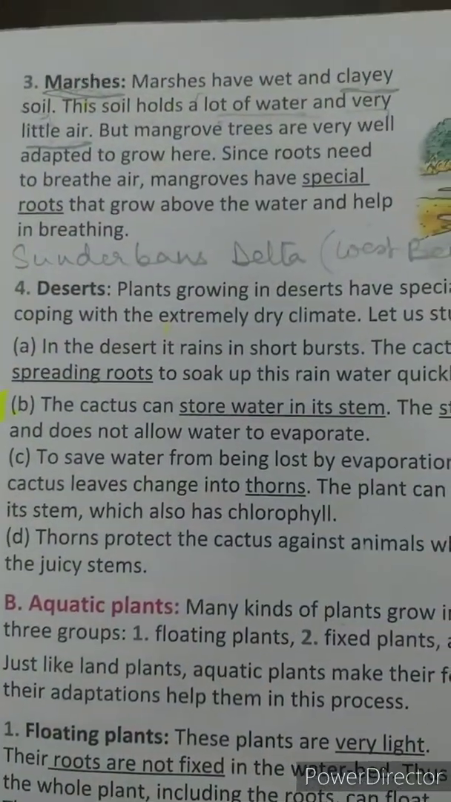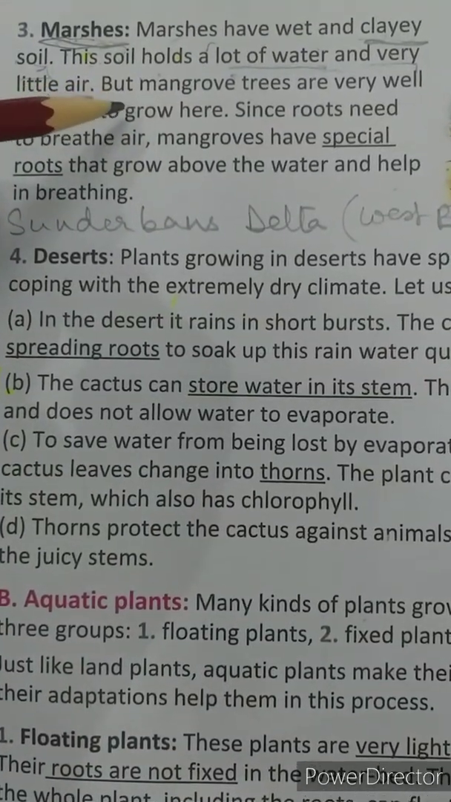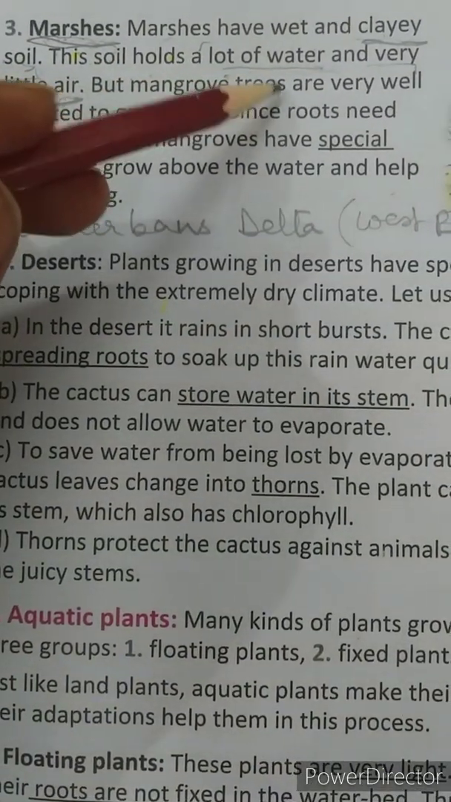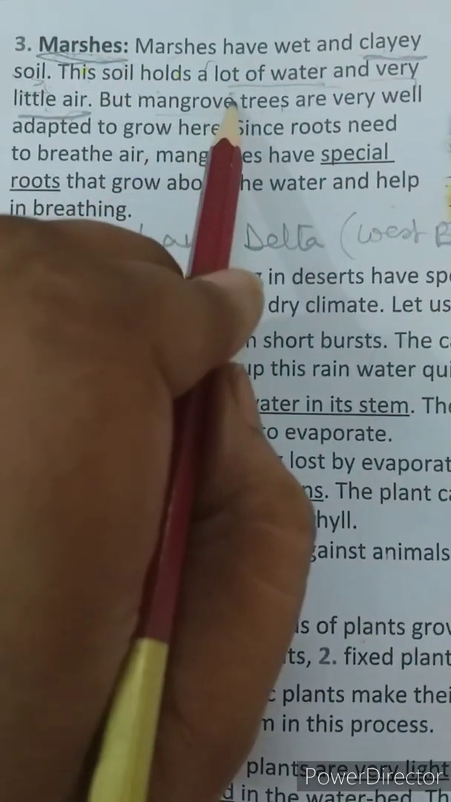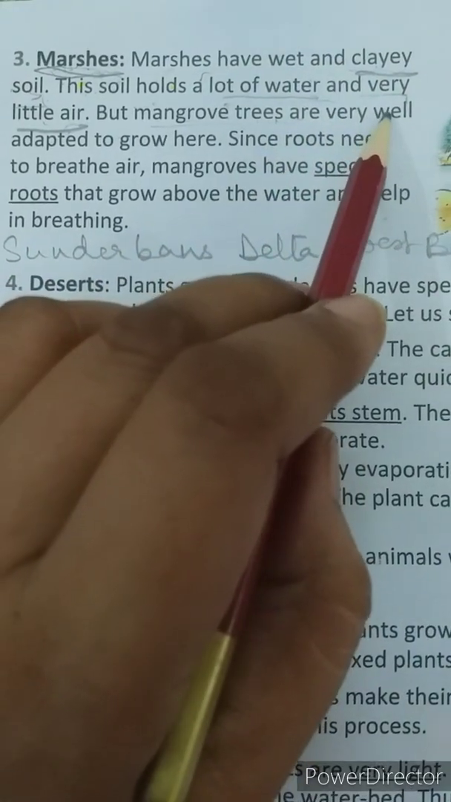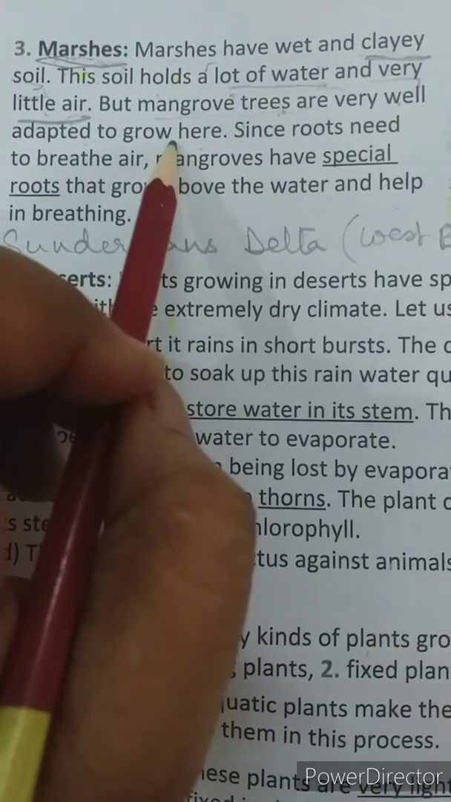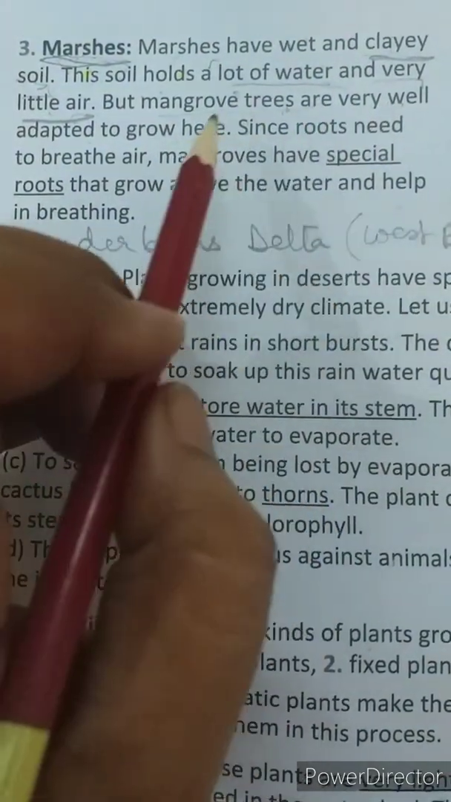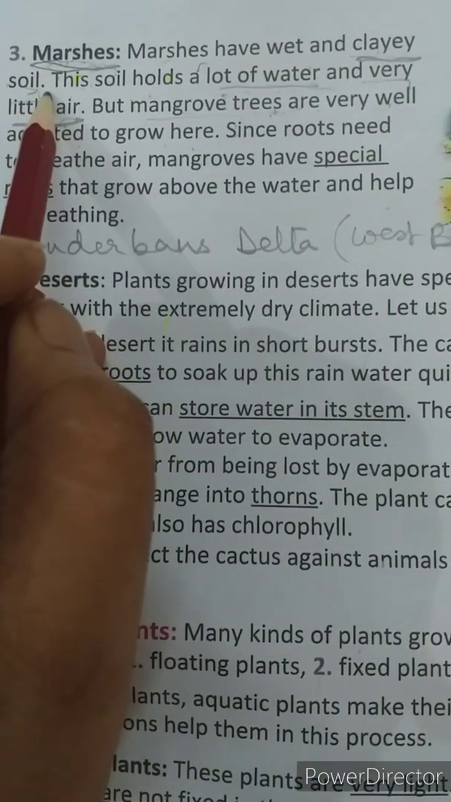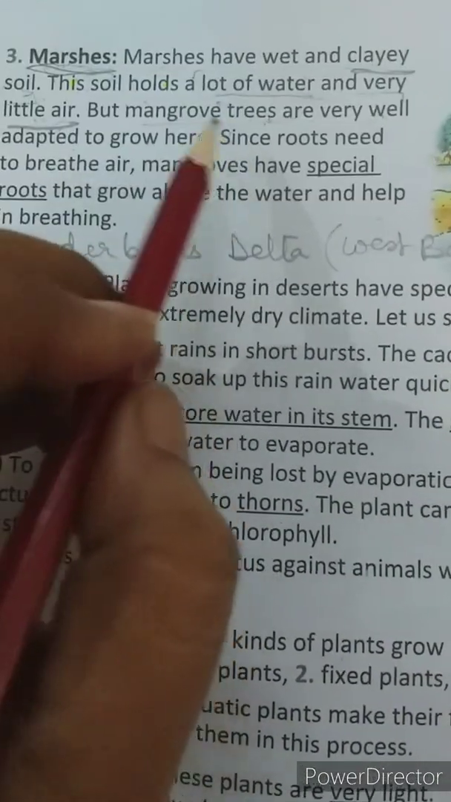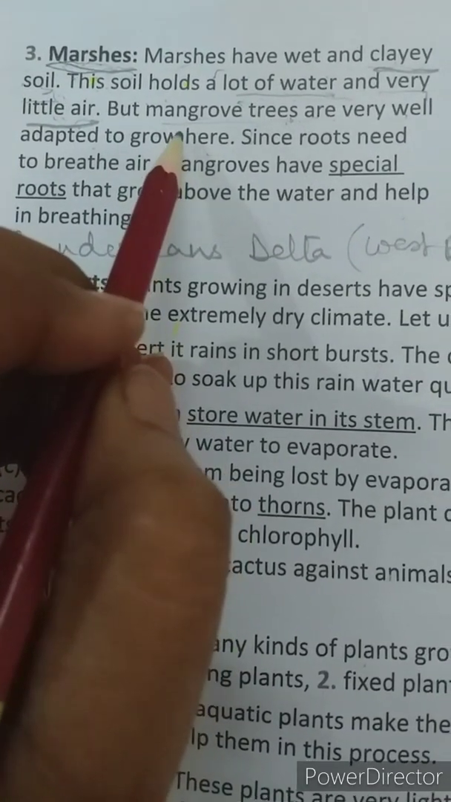You know, children, trees, plants, herbs all need oxygen to grow. But the mangrove tree grows here in marshes. These mangrove trees are very well adapted to grow here. And what is this adaptation? How are they able to grow here in marshes, in this clayey soil in which there is no oxygen content? They have one adaptation, children, and I'll show you just now in a picture.